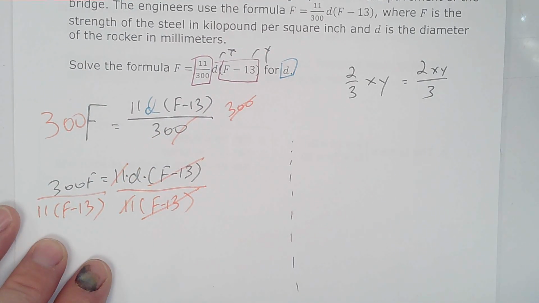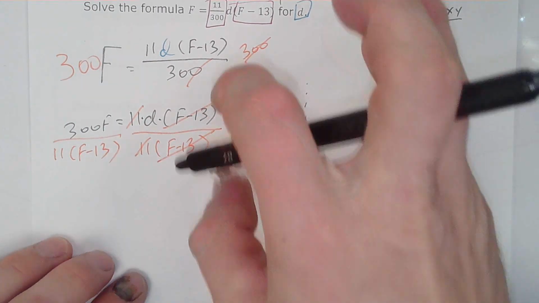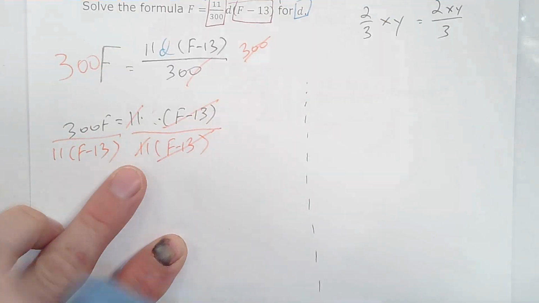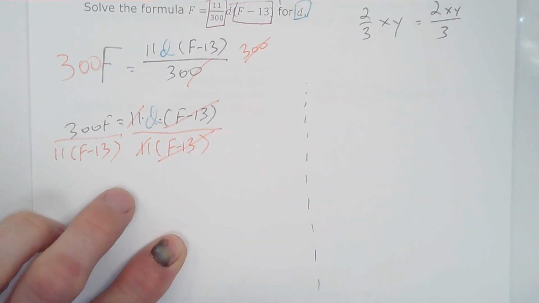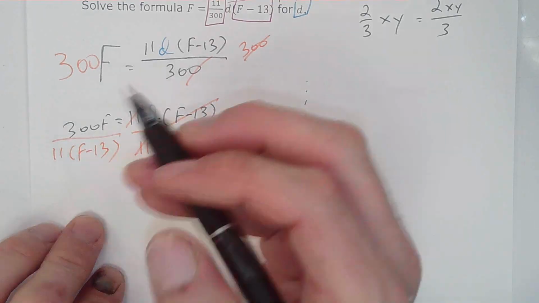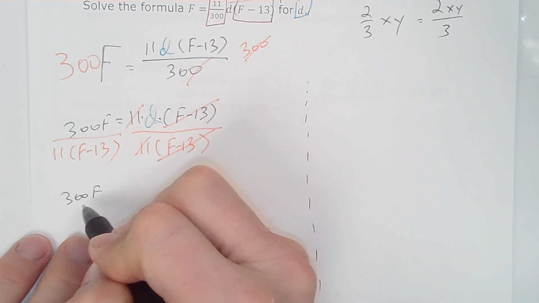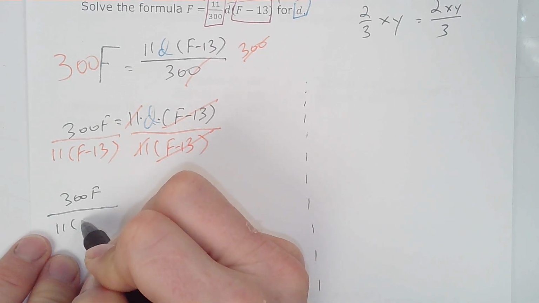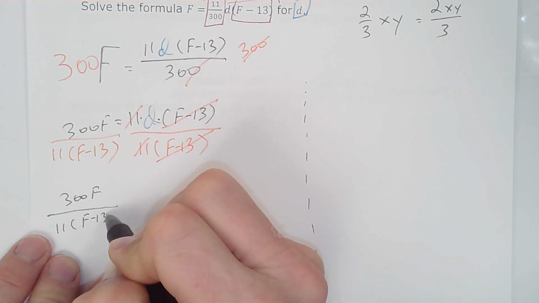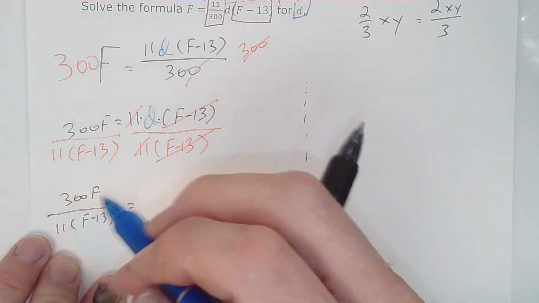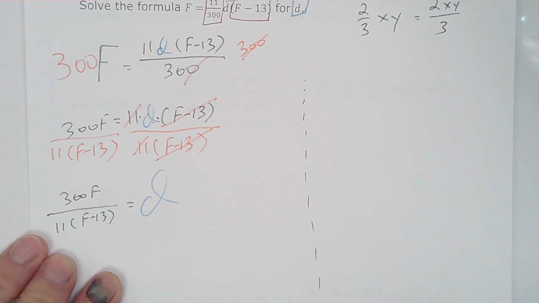Okay? So, rewritten in all black. Oh, this should be blue. Okay, rewritten in all black. This is going to be 300F divided by 11 times the quantity of F minus 13 equals D. All right, that's one way to do it.